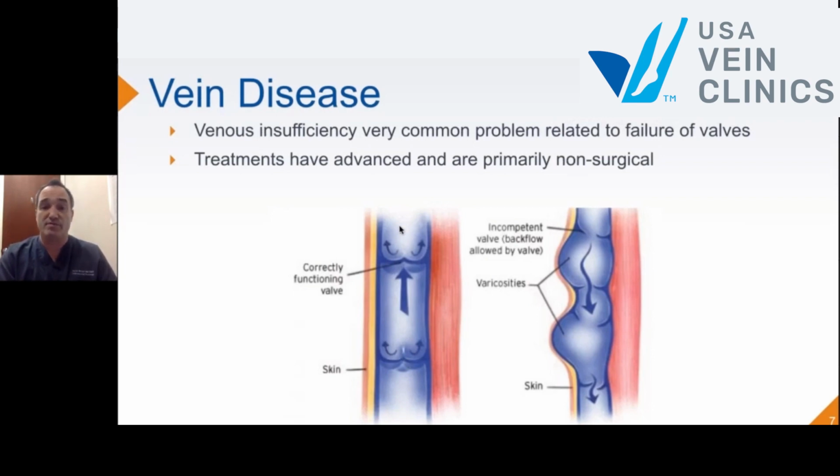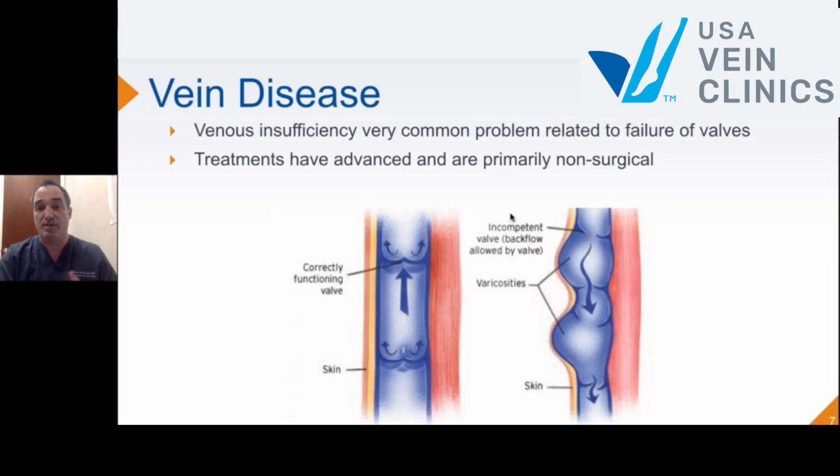Now they're supposed to function like this. The blood's supposed to come up, and that's during muscular contraction. So the muscle squeezes on the vein, and it kind of squeezes this way. It shoots the blood up, and then the valves are supposed to prevent the blood from dropping back down. People who develop venous insufficiency, the valves don't work well, and then the blood goes back and forth, which is why we refer to it also as reflux.